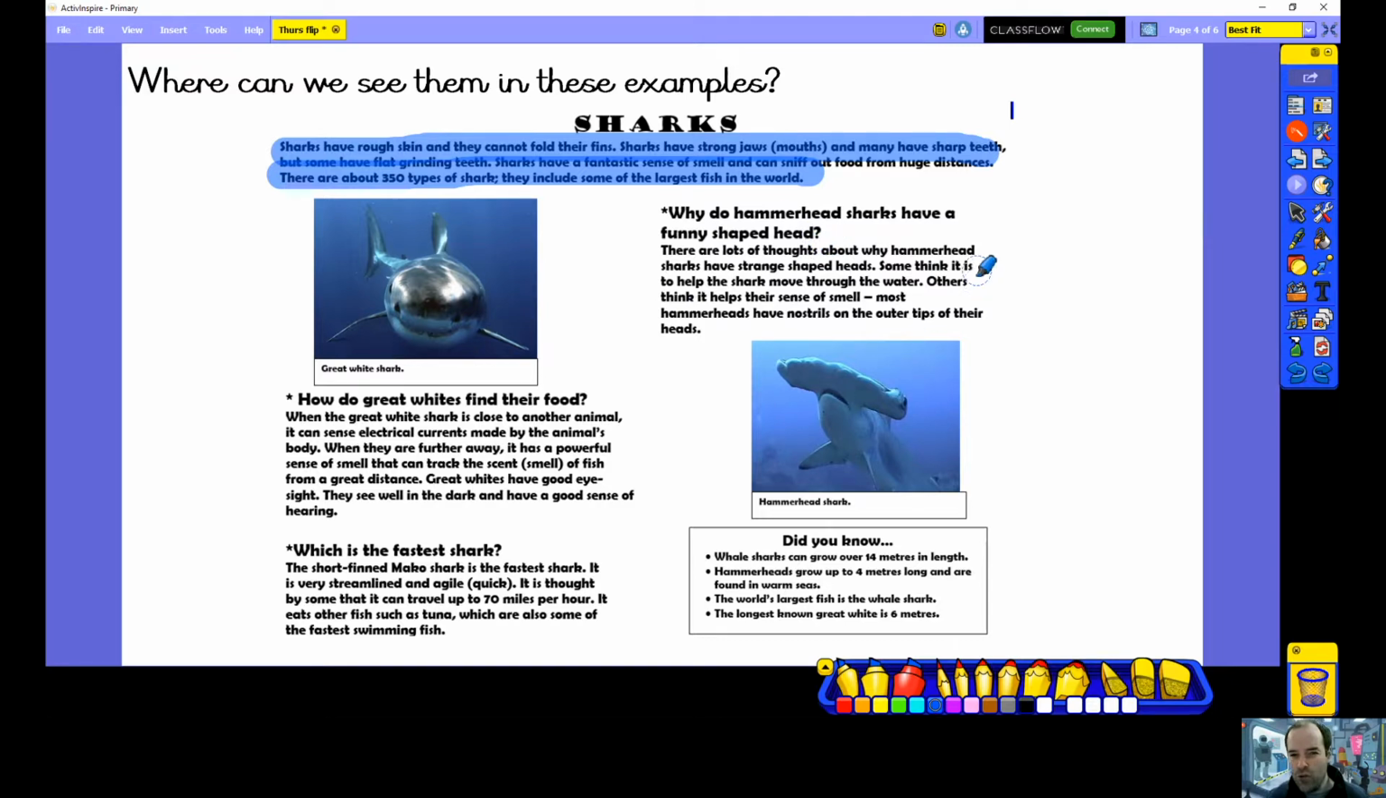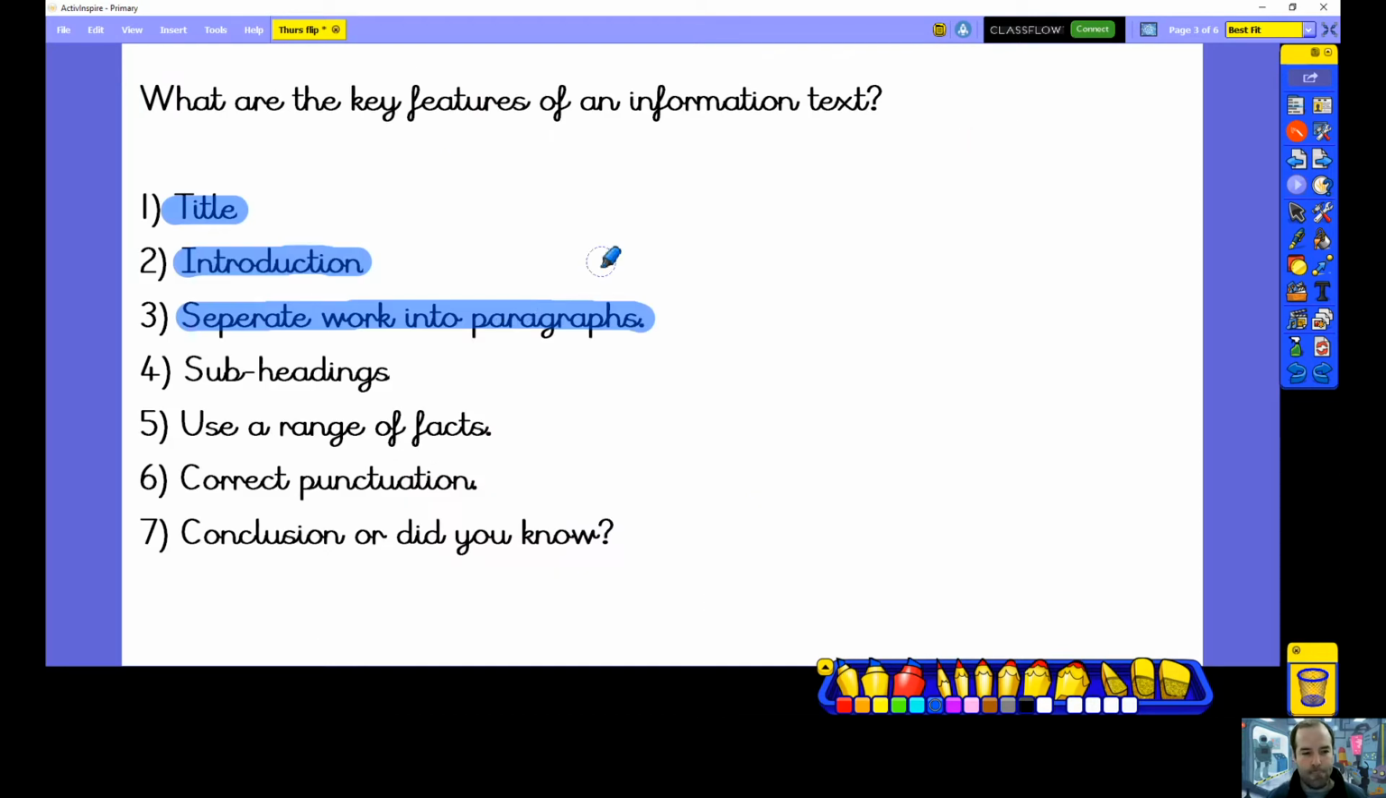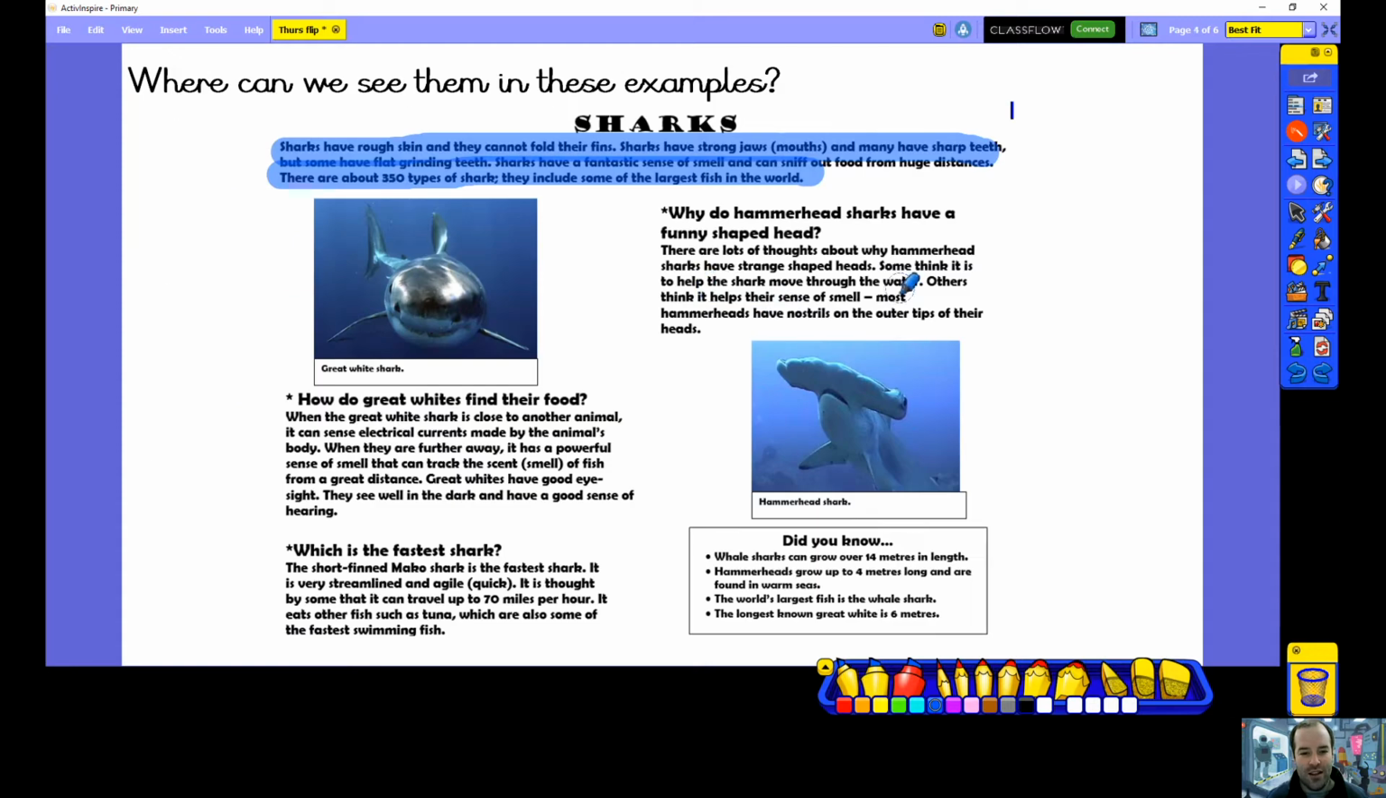So you've got to pick what things do I really want to talk about in my information text, because you can only fit in so many paragraphs. So you have to think, what do people really need to know? What would be really interesting? Subheadings. So we just talked about them a little bit. Again, we've done these loads in class.